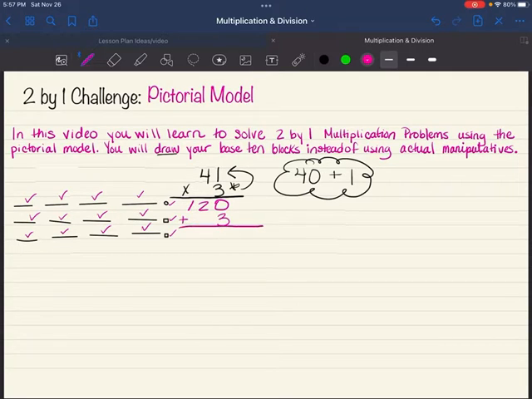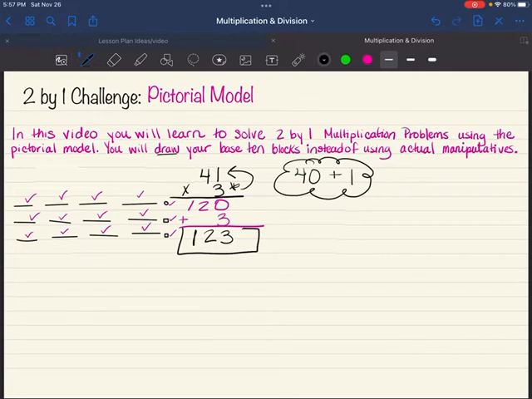Now let's add it all up and see what we get. 0 plus 3 is 3. 2 plus 0 is 2. 1 plus 0 is 1. So our final answer is 123.